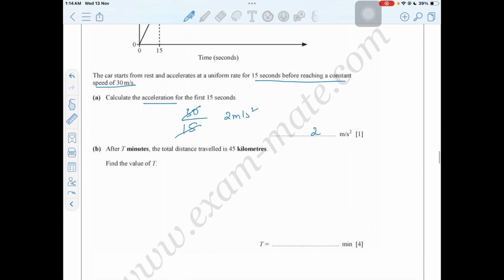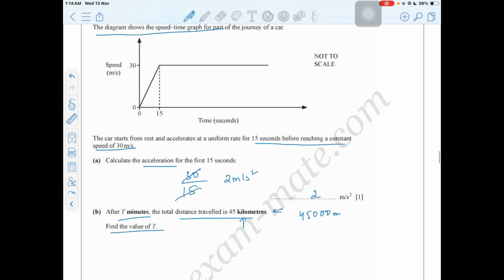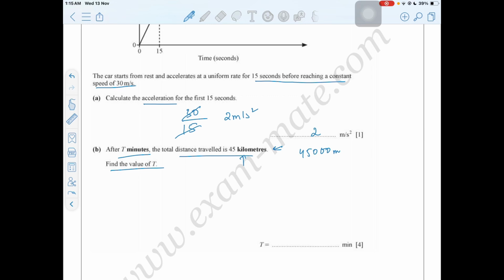Pretty easy one. After t minutes, the total distance traveled is 45 kilometers. Find the value of t. So first we need to convert it into meters. So this would be 45,000 meters, as a kilo means 1,000. So this is 45,000 meters after time t, right? So let's just calculate the area of the triangle first, and the area of the rectangle is added to the area of the triangle to get the final distance, that is 45,000 meters.